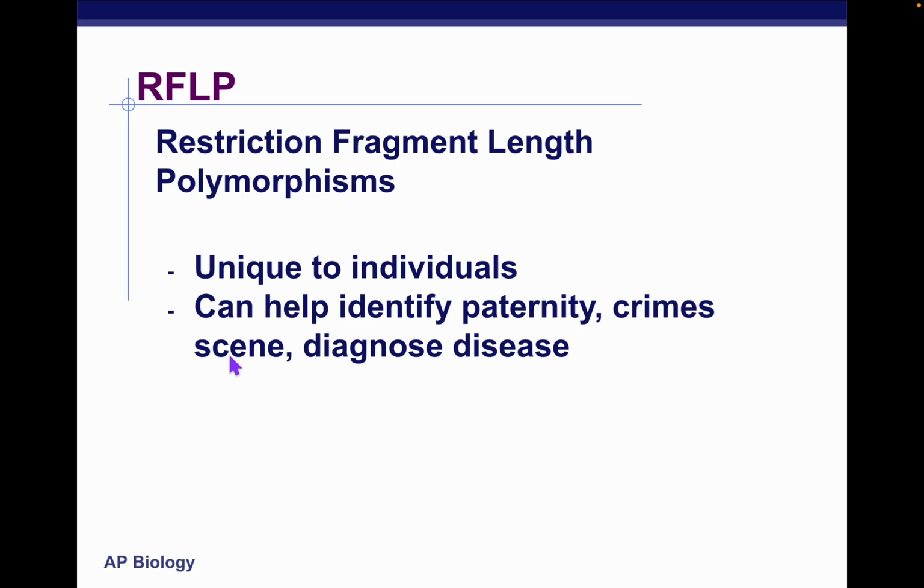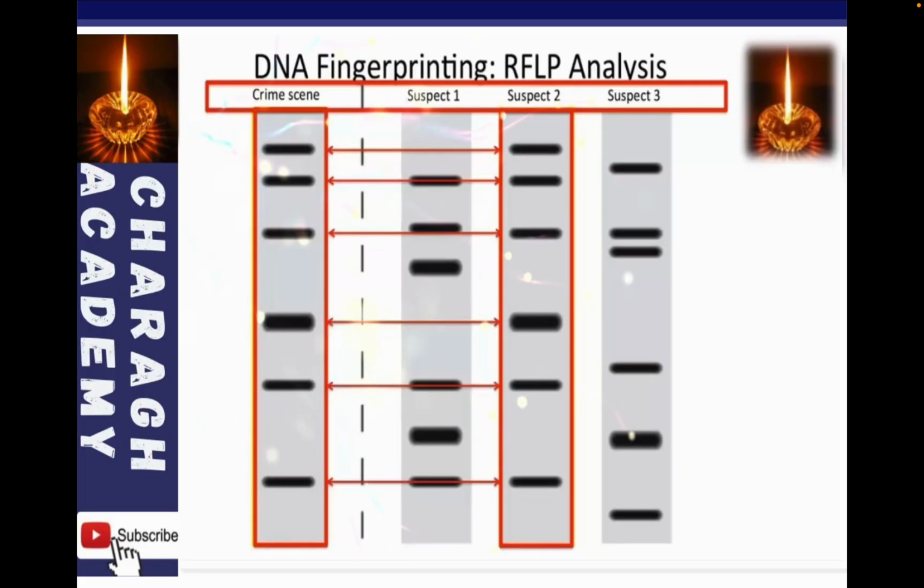It can help identify paternity, crime scenes, diagnose disease. It's very useful. So if we just take a look here, DNA fingerprinting, we're looking at a crime scene. Here's the DNA. So what will happen a lot of times is they'll find DNA, they'll run it through PCR to amplify it to get many millions of copies of it, and then they'll run it through the electrophoresis to see the RFLP.